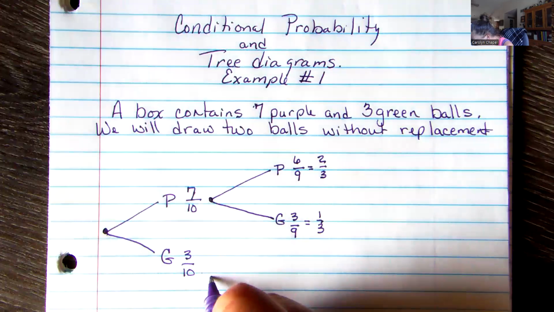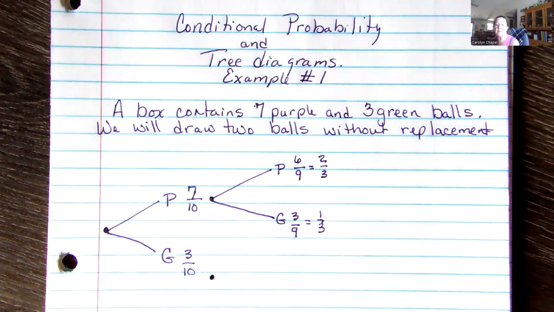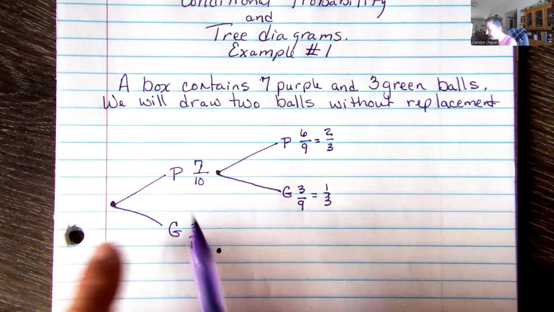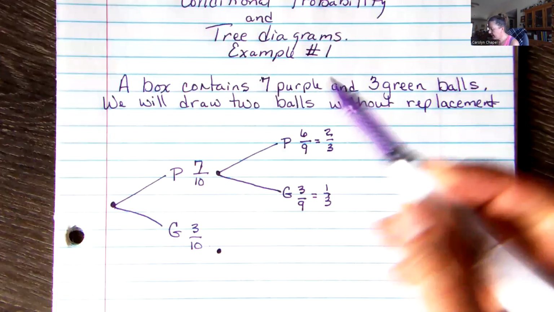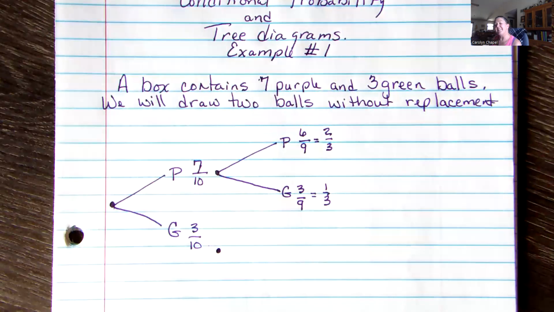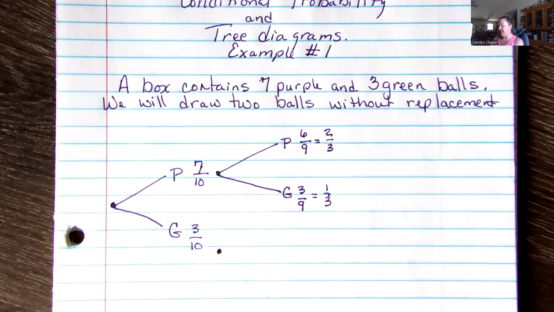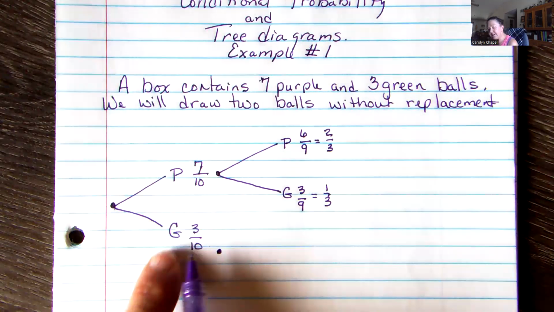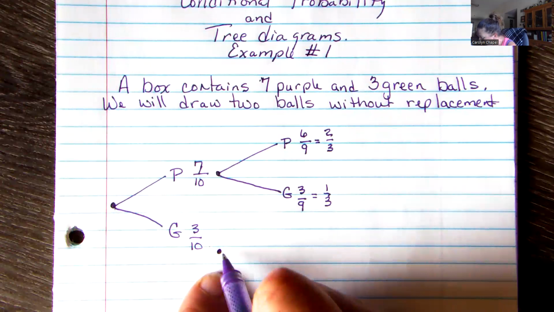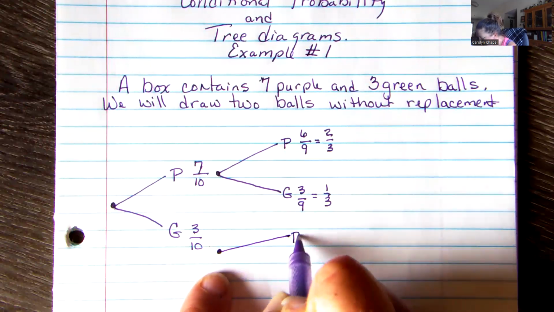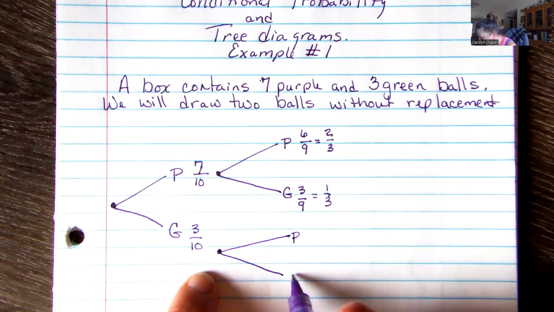I'm going to give myself a little bit of space and go down to here. I've drawn my second ball. So this would be the first ball, and here's my second ball, the second stage of the experiment. I'm going to go back so I can think of it if I'd gone this route instead. So here I'm down at a green. Either I'm going to draw a purple or I'm going to draw a green.